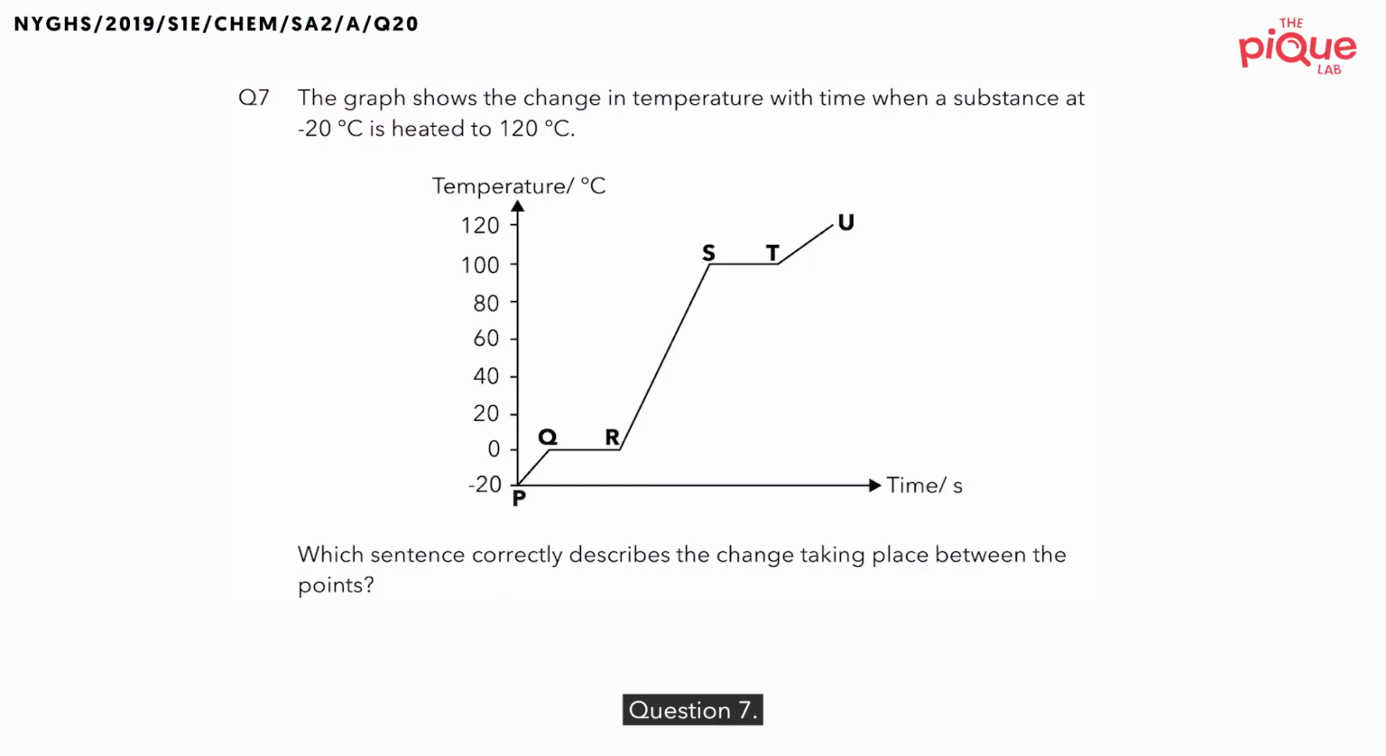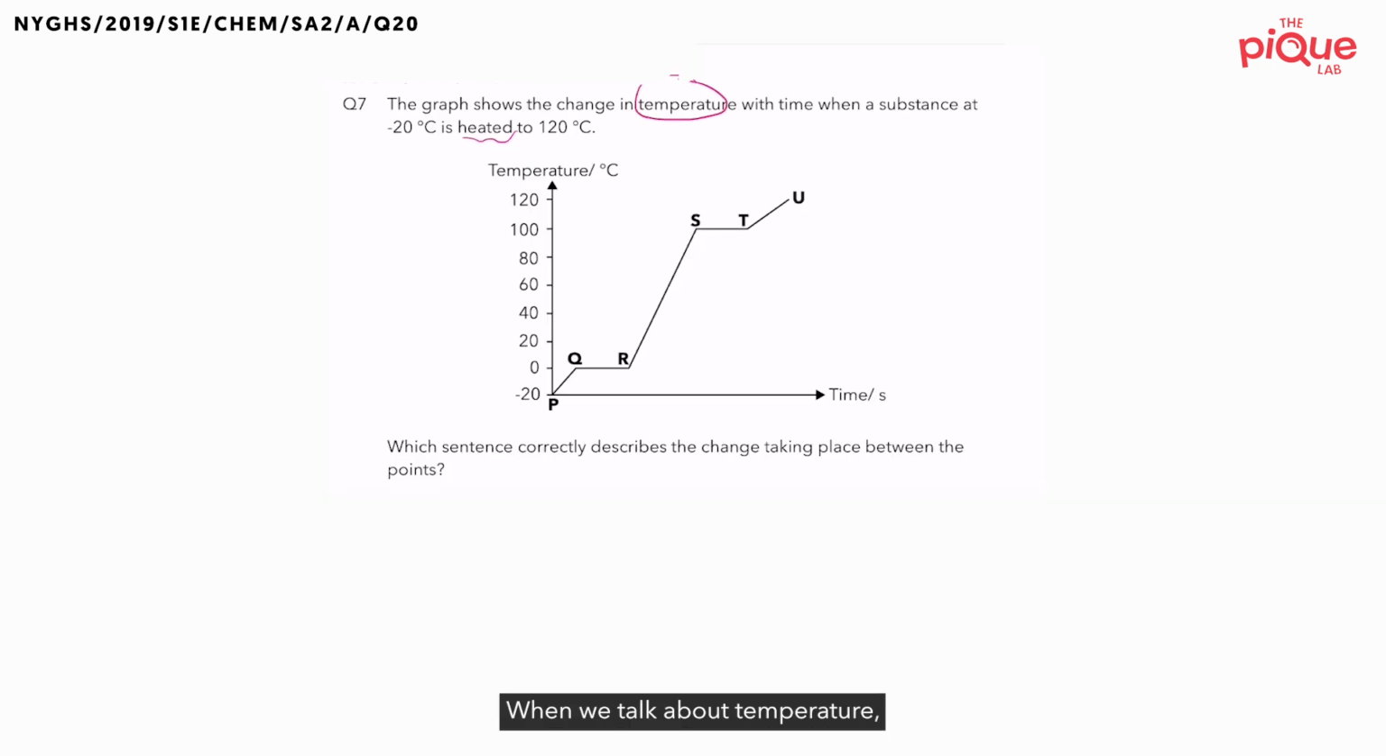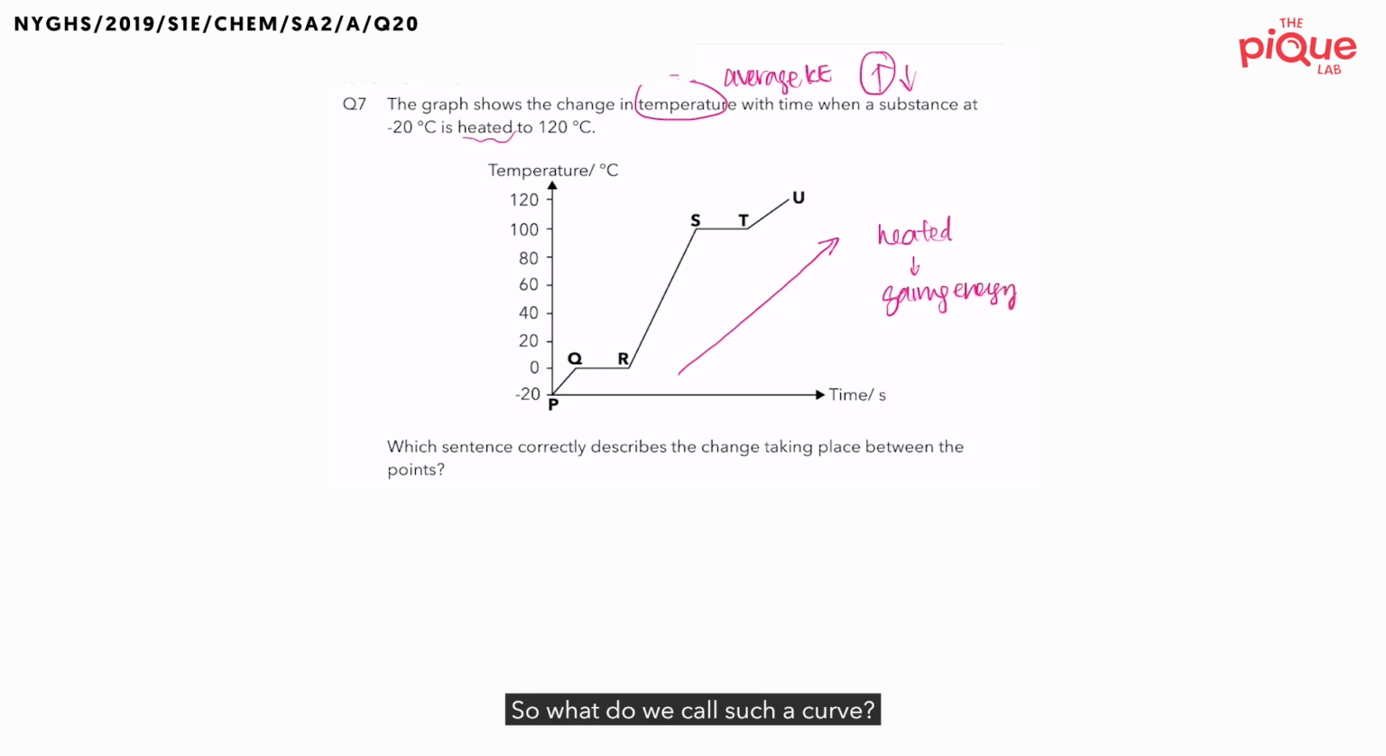Question 7. The graph shows the change in temperature with time when a substance at negative 20 degrees Celsius is heated to 120 degrees Celsius. When we talk about temperature, what exactly are we measuring? We are measuring the average kinetic energy of the particles. Let's take a look at the graph. Is it going upwards or is it going downwards? It is going upwards because it is being heated. And what is heating? Heating is gaining energy. So what do we call such a curve? We call such a curve a heating curve.